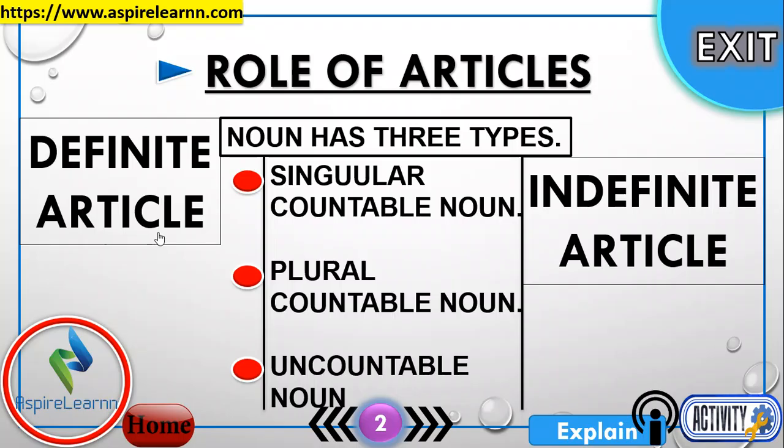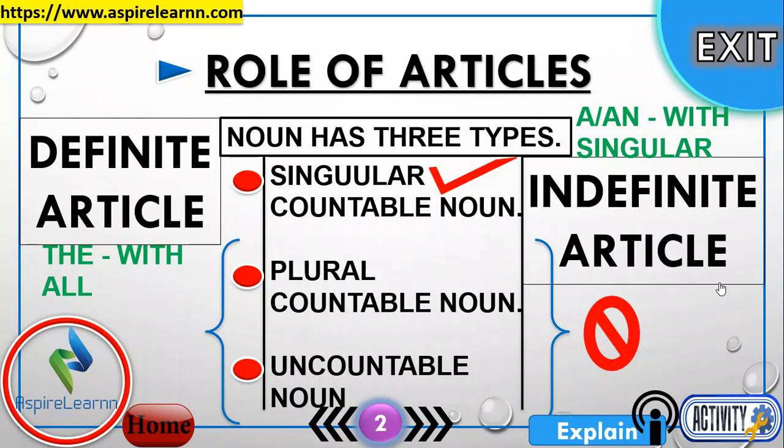2. Use of articles. The: universal factor, can be used with all three types of nouns. Example, the cat, singular; the cats, plural; the water, uncountable. A/An: unit factor, used only with singular countable nouns. Example, a book, an elephant. Cannot be used with plural or uncountable nouns.